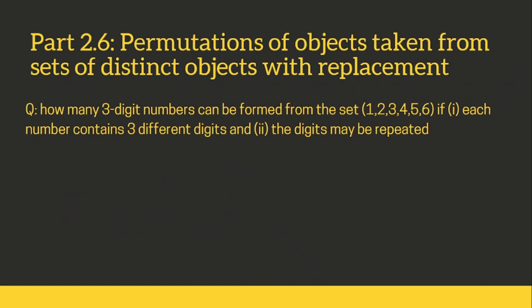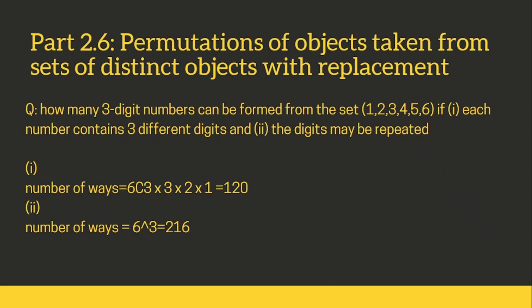The next part will be about permutations of objects taken from a set of distinct objects with replacement. So the question here is, how many 3-digit numbers can be formed from the set 1, 2, 3, 4, 5, 6 if each of the numbers contains 3 different digits? And part 2 is if the digits can be replaced. So the difference here is that after each number we select, we then get fewer choices in part 1. But in part 2, there will always be the same number of choices available.